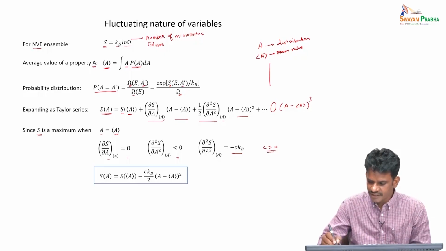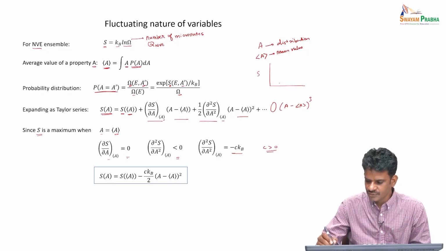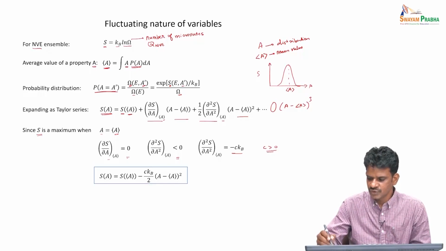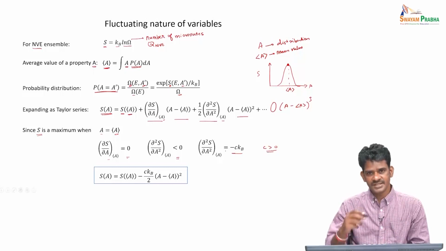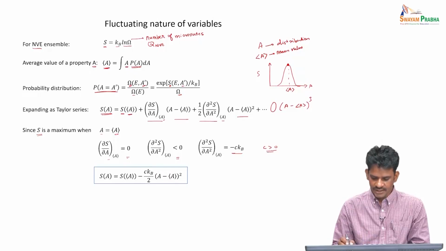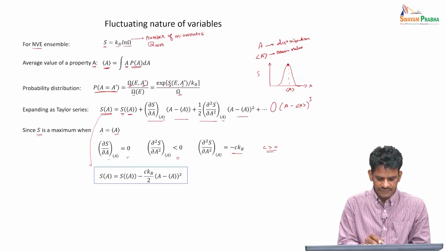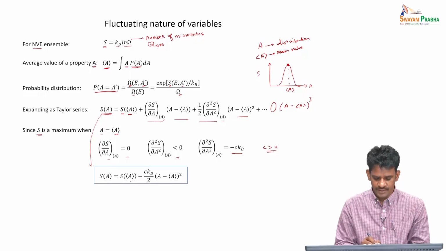So, if I plot, we are expecting something like this: entropy goes through a maximum value at the mean. At this particular position, the first derivative vanishes, the second derivative is negative, and that second derivative we are writing with some unknown parameter C that basically shows the curvature of this function. Then we take this expression: the first term is the entropy corresponding to the mean value of A, the second term vanishes, and the third term survives, where the second derivative is written as minus C K B by 2 times (A minus mean A) whole square. So, by expanding the entropic expression, we are approximating the curvature locally to a parabola like this.